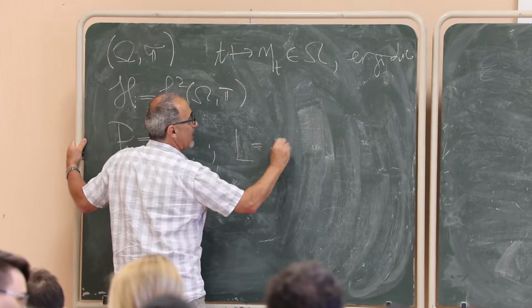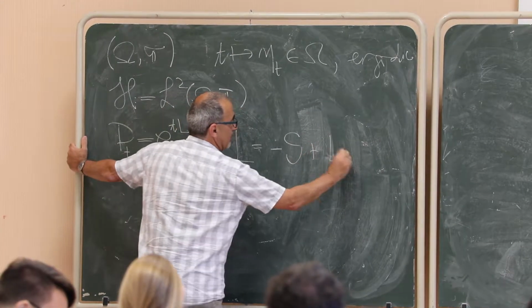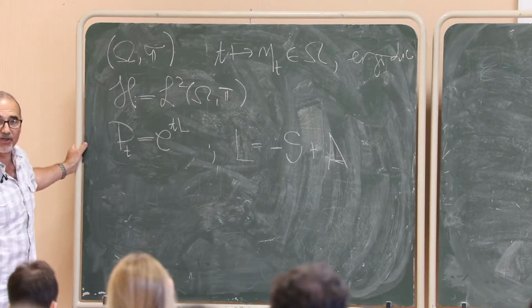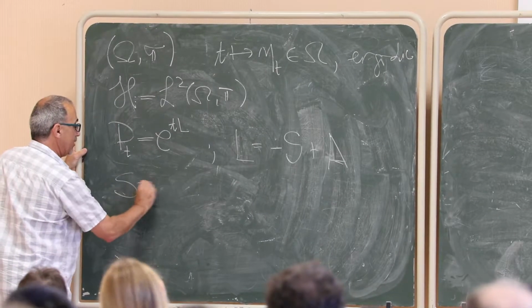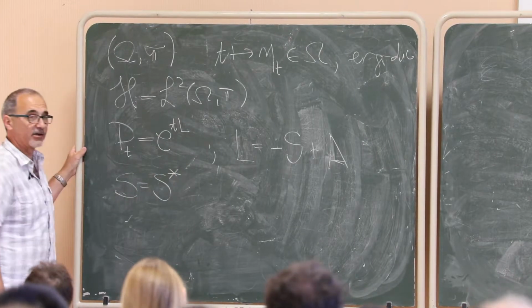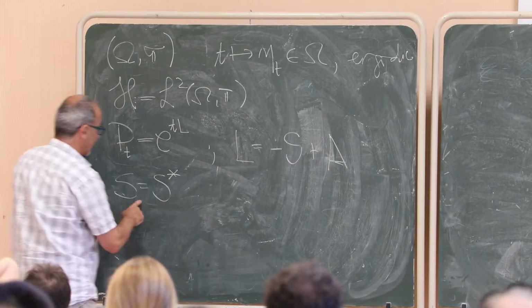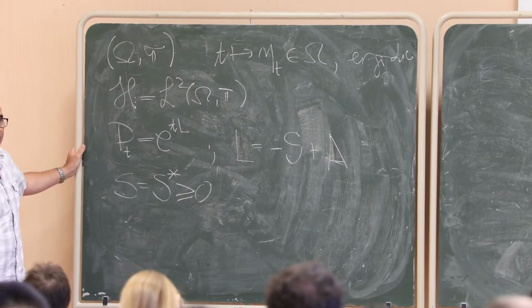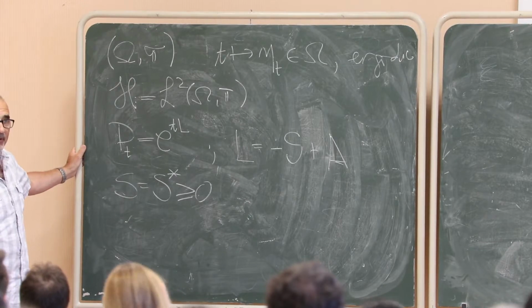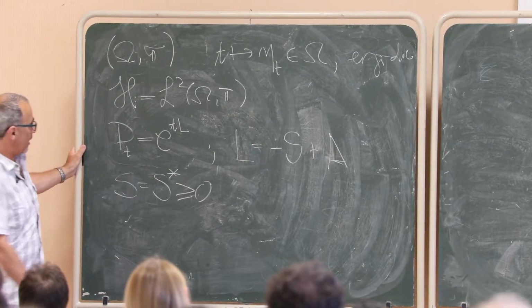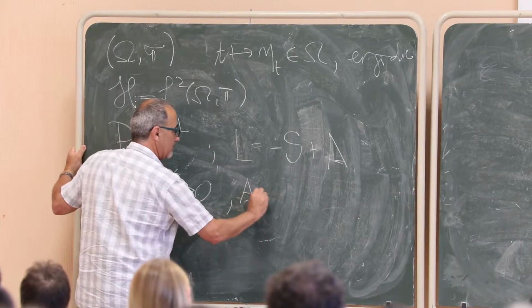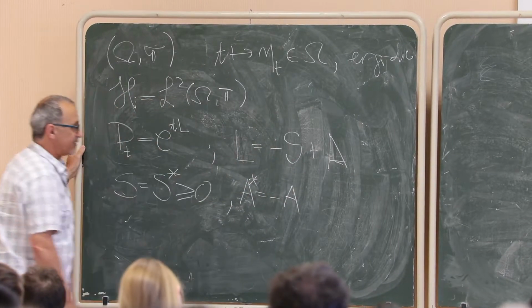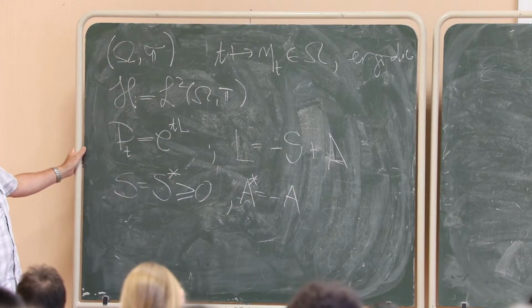The infinitesimal generator was written by separating the symmetric or self-adjoint and skew self-adjoint part of it. So I wrote L as minus S plus A, where S stands for symmetric, A for anti-symmetric, and S is a self-adjoint operator. I put here a minus sign so that this S becomes a positive semi-definite operator. And A is skew self-adjoint, A star is minus A. This is just a standard separation of operators into self-adjoint and skew self-adjoint part.